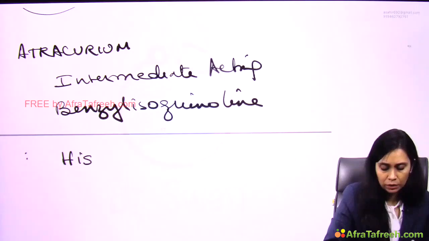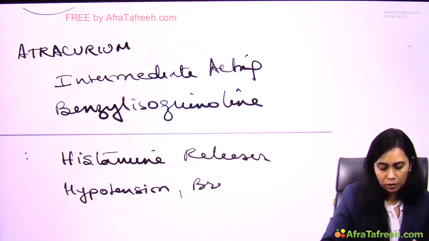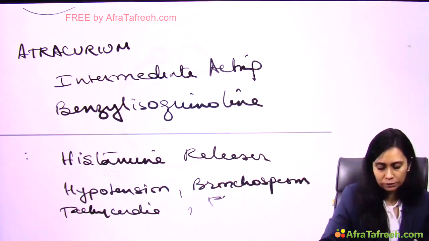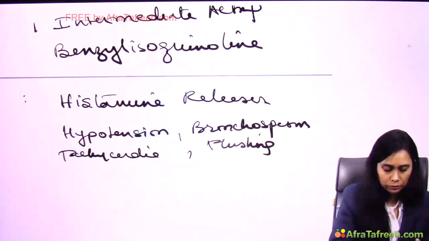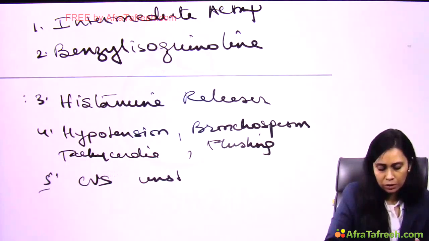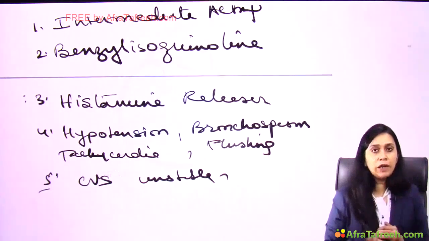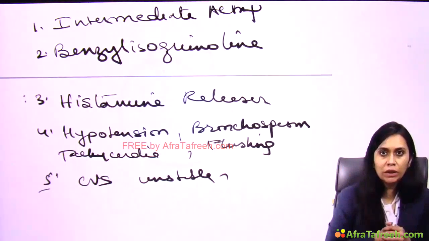Histamine releaser, causes hypotension, bronchospasm, tachycardia, and flushing. Is cardiovascular unstable. All the 5 points written on the screen we have already discussed, right?